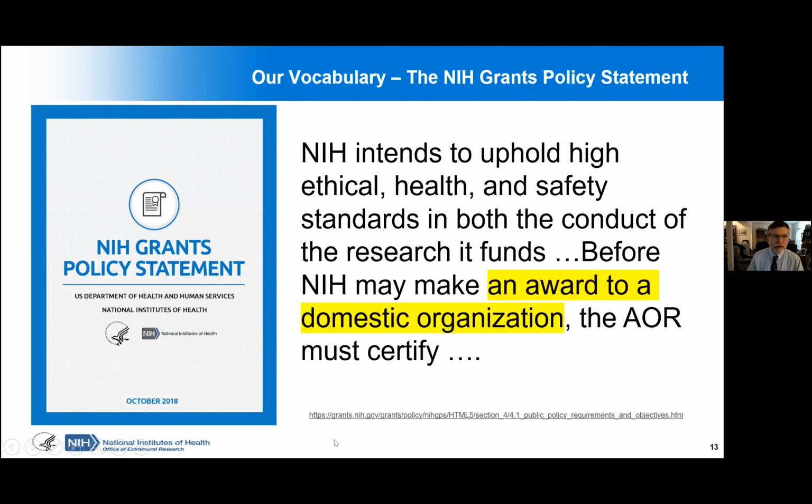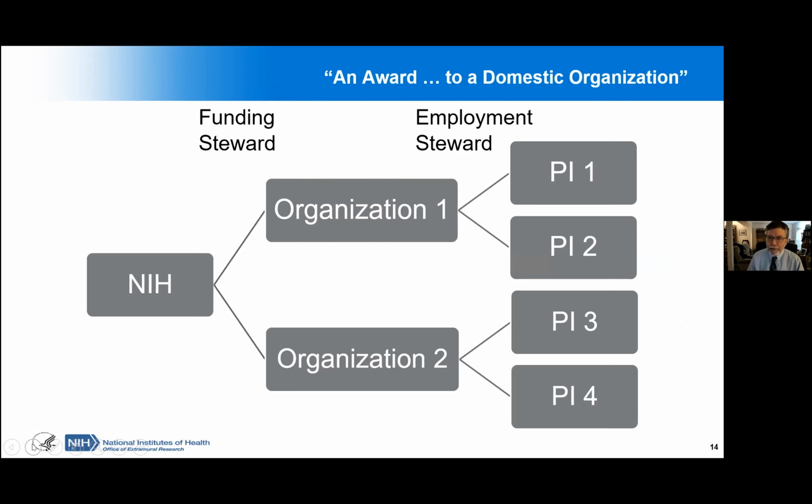And in fact, this is critical because in our vocabulary, the NIH vocabulary, we work with institutions. So this is our NIH Grants Policy Statement. It's a document that we put out about once a year. But one of the key points here is that we make awards to institutions. We do not make awards to scientists, and it's the institutions that are ultimately responsible and accountable for the award. So if you go to the next slide, this illustrates, we give the award to the organization.